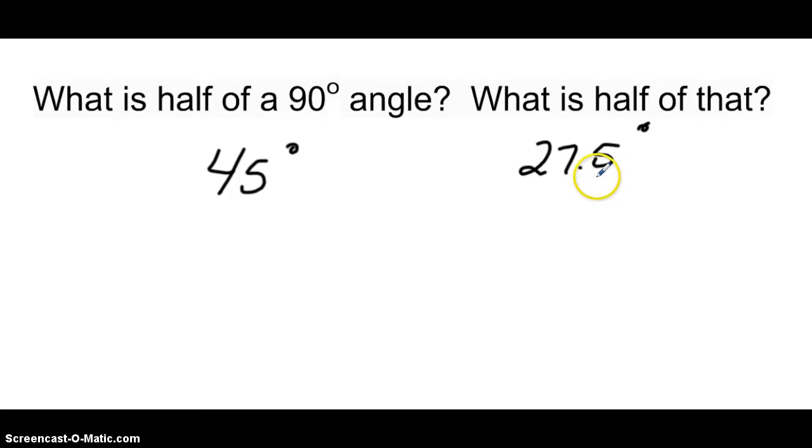So we say, okay, well, this is half of a degree. If a degree is 60 minutes, then half of that 60 minutes would become 30 minutes. So we write 27.5 degrees as 27 degrees and 30 minutes.